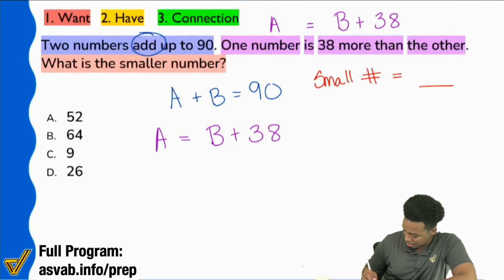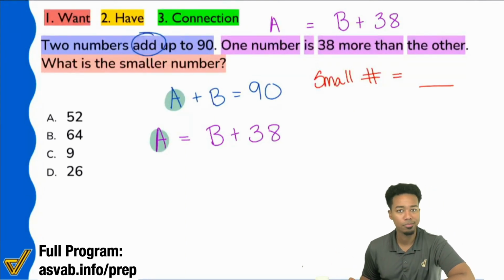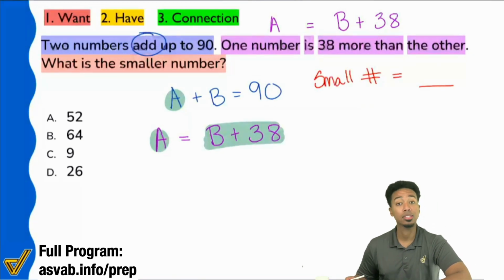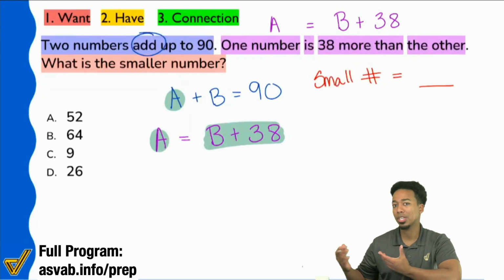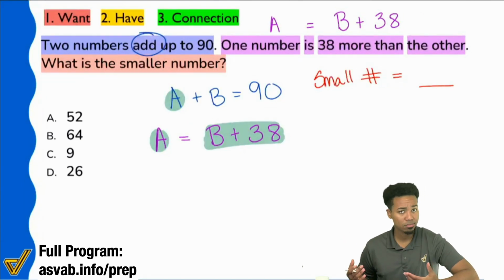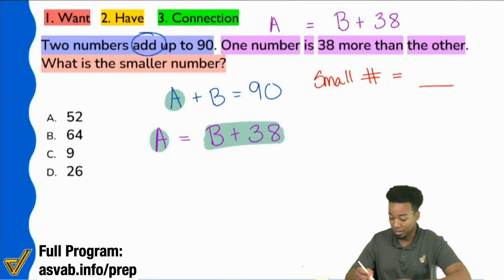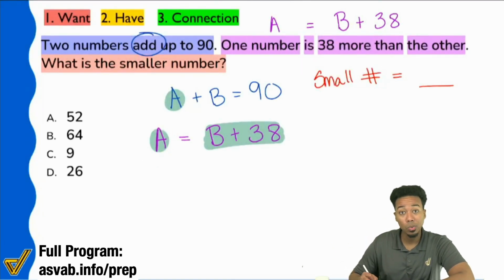This A here and this A here, they're the same. They're the same A. We talked about it already. And we see that A is B plus 38. So what we're saying with that is, hey, look, instead of saying A, you can just say B plus 38. It's the same thing. Again, this equals this. So this is the same thing as A.